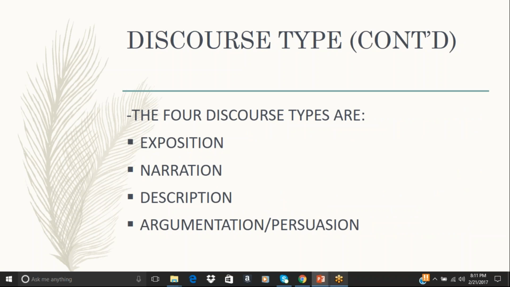So as you guys know, there are 4 basic discourse types. There's exposition, there's narration, there's description, argumentation, and persuasion.